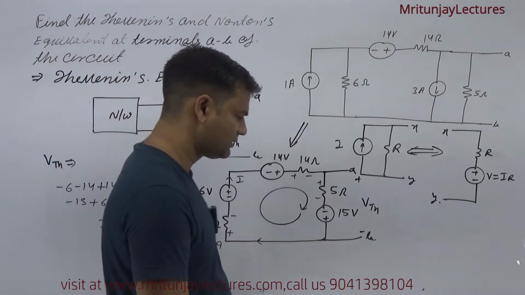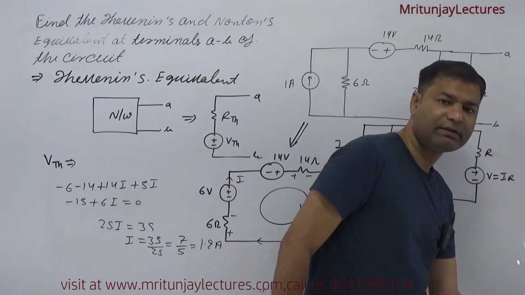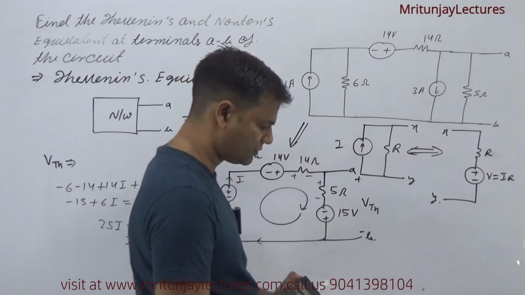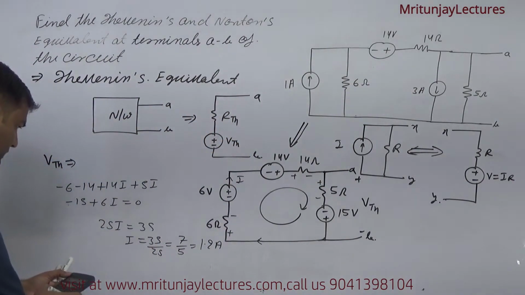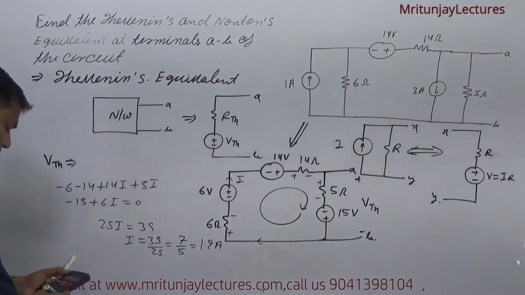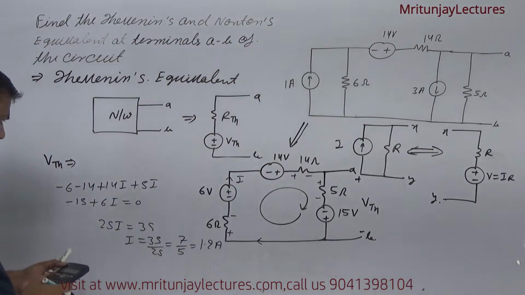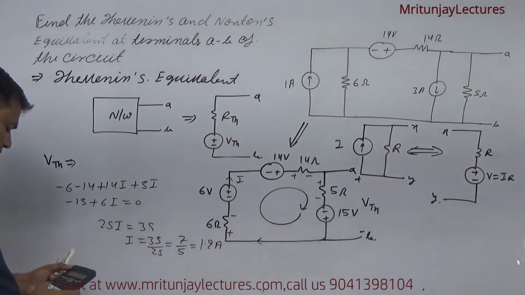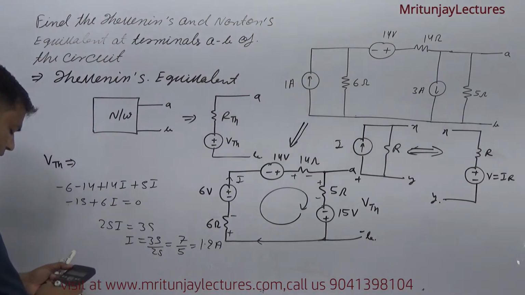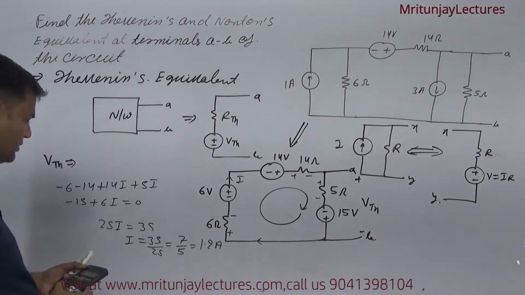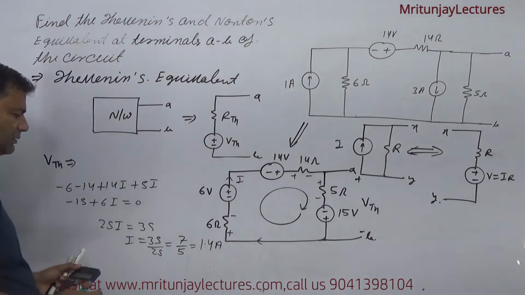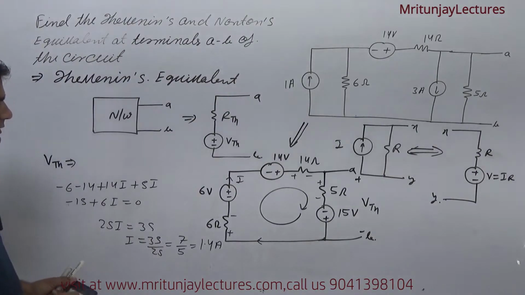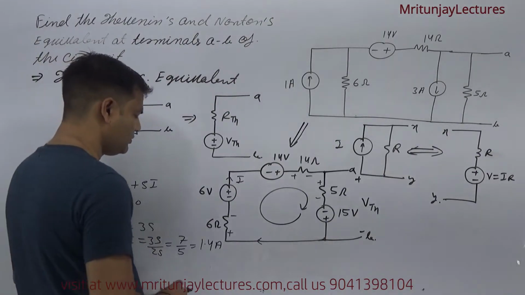Okay, so if you have any doubt, recheck again, because if there is any mistake, it goes to 0 marks. So 6 plus 14 plus 15 is 35. Clear? Now 14 plus 5 plus 6 is 25. Clear? So 35 divided by 25, we get 1.4 ampere. So finally we get the current I equal to 1.4 ampere.